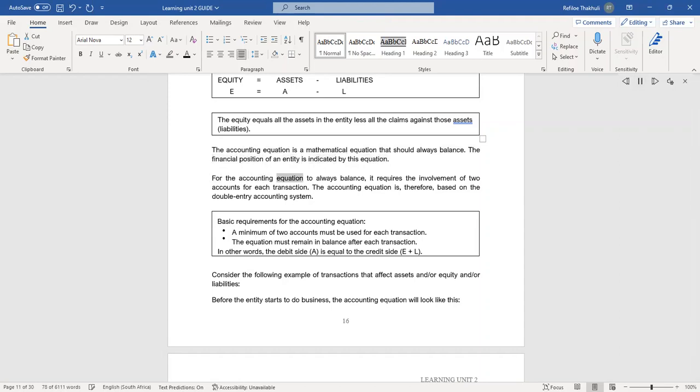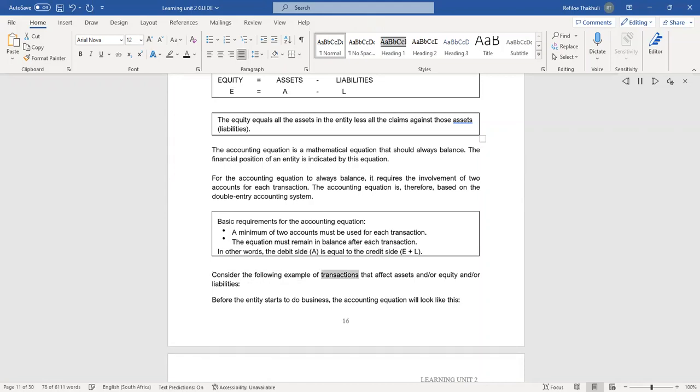For the accounting equation to always balance, it requires the involvement of two accounts for each transaction. The accounting equation is, therefore, based on the double entry accounting system. Basic requirements for the accounting equation: a minimum of two accounts must be used for each transaction. The equation must remain in balance after each transaction. In other words, the debit side, A, is equal to the credit side, E plus L.